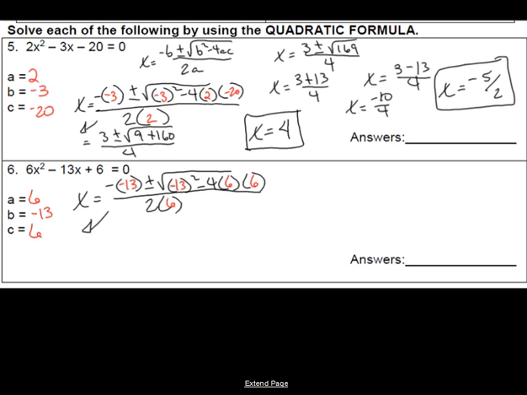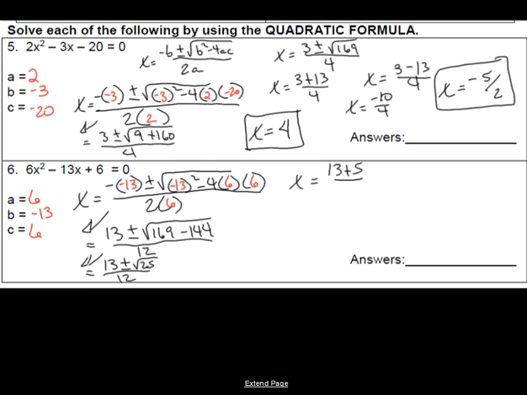So again, a little bit of arithmetic. I have 13 plus or minus the square root of 169 minus 144 over 12. So this becomes 13 plus or minus the square root of 25 over 12. So I now have x is equal to 13 plus 5 over 12, and x is equal to 13 minus 5 over 12.